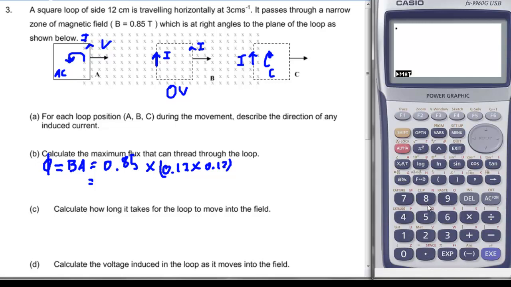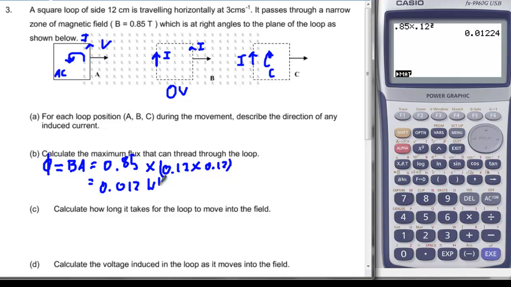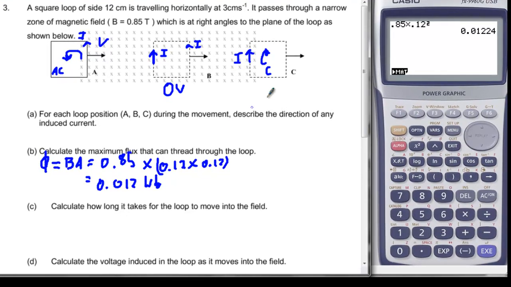We can type into our calculator 0.85 times 0.12 times 0.12, which gives an answer of 0.012 Webers, the maximum amount of flux that could go in that loop.